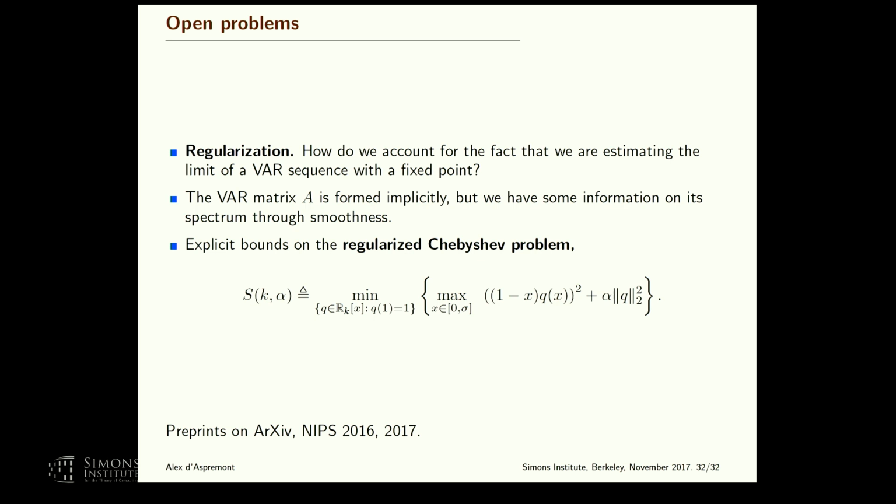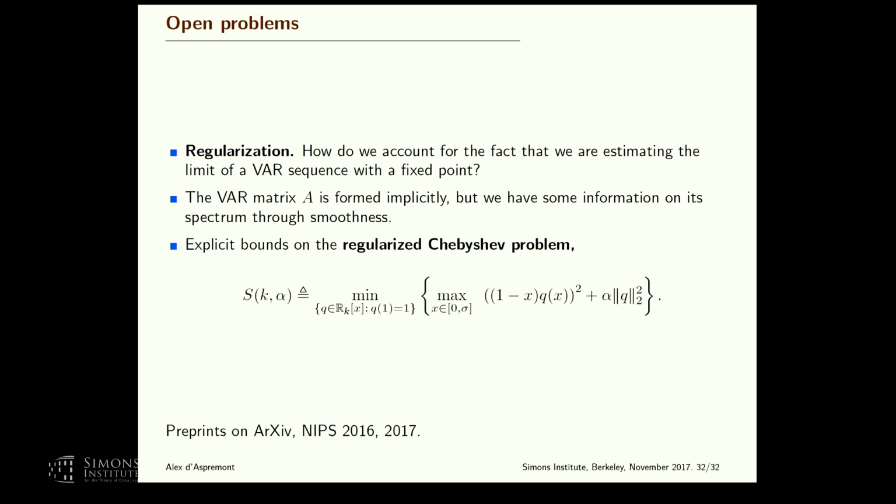So again, we should regularize in a more structured way. Okay, we are estimating the limit of a vector autoregressive sequence with a fixed point. We should account for that in the way we regularize. We don't do it yet. We have information on the spectrum of the model matrix A. We don't use it when computing C. We should. It should help.